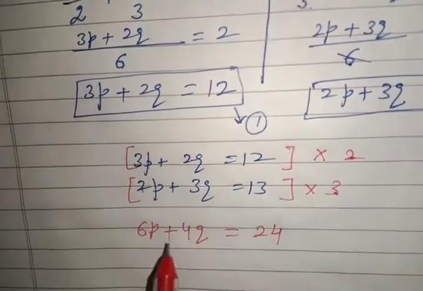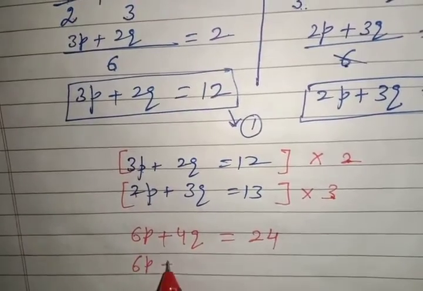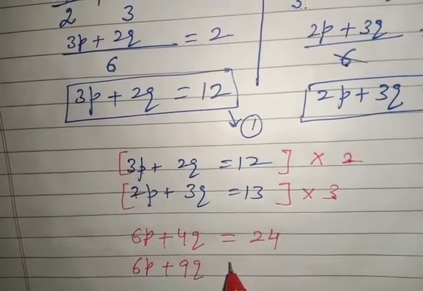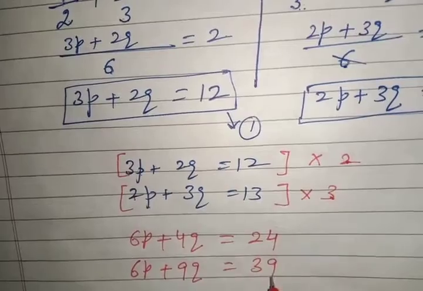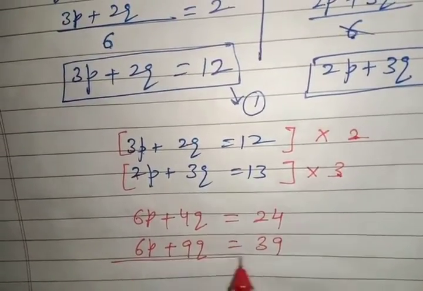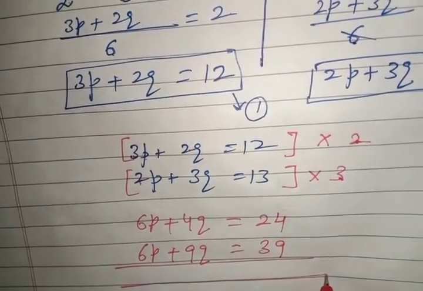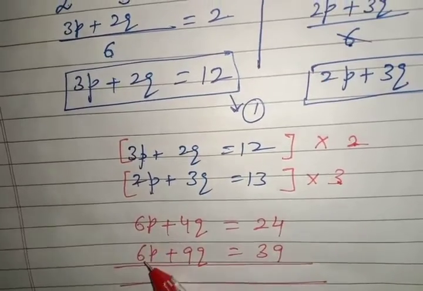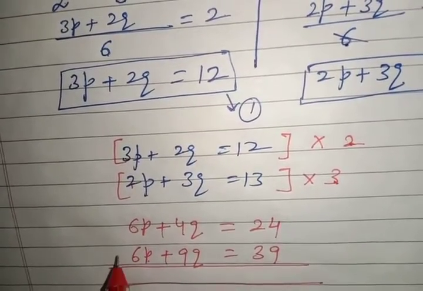Multiplying this with 3, we will get 3 2s are 6 plus 3 3s are 9 is equals to 13 3s are 39. What we'll do here, subtraction or addition? Because they both have same sign, so we will subtract.